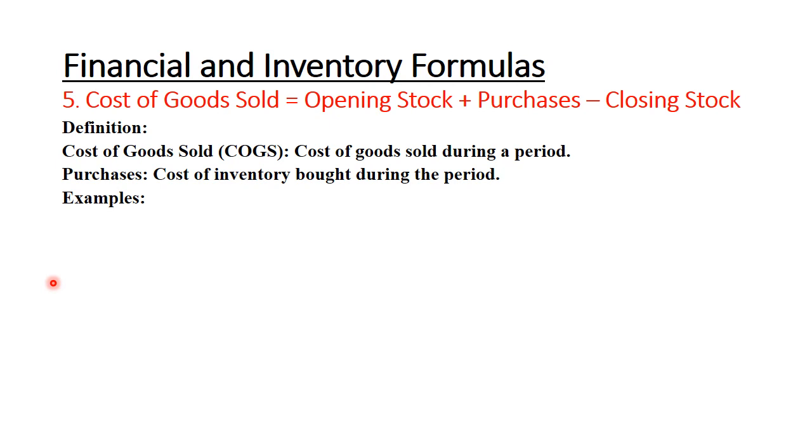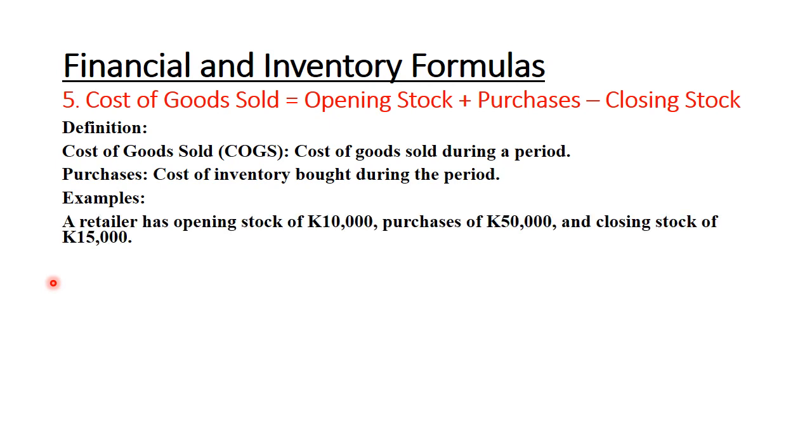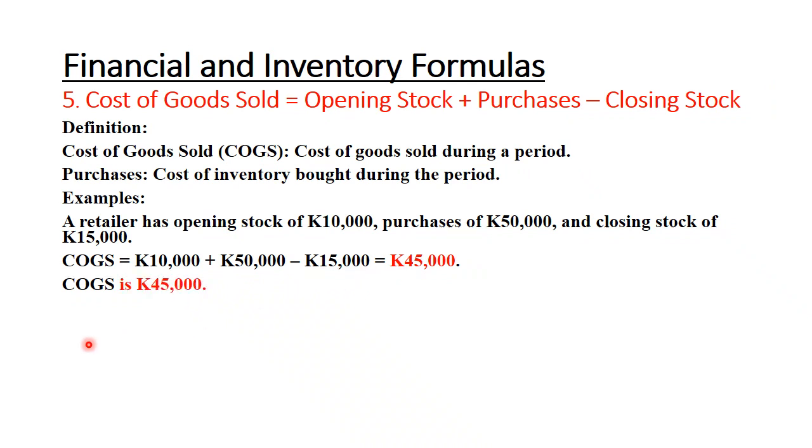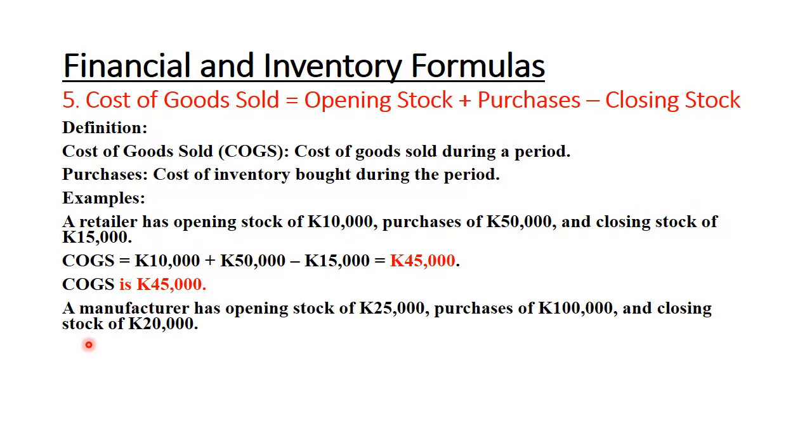So here are the examples. A retailer has opening stock of 10,000. Then she has purchases of 50,000 and a closing stock of 15,000. What is the cost of goods sold? So the cost of goods sold is 10,000, which is the opening stock, plus the purchases 50,000 minus the closing stock 15,000, which gives us 45,000. Okay, so this is the cost of goods sold.